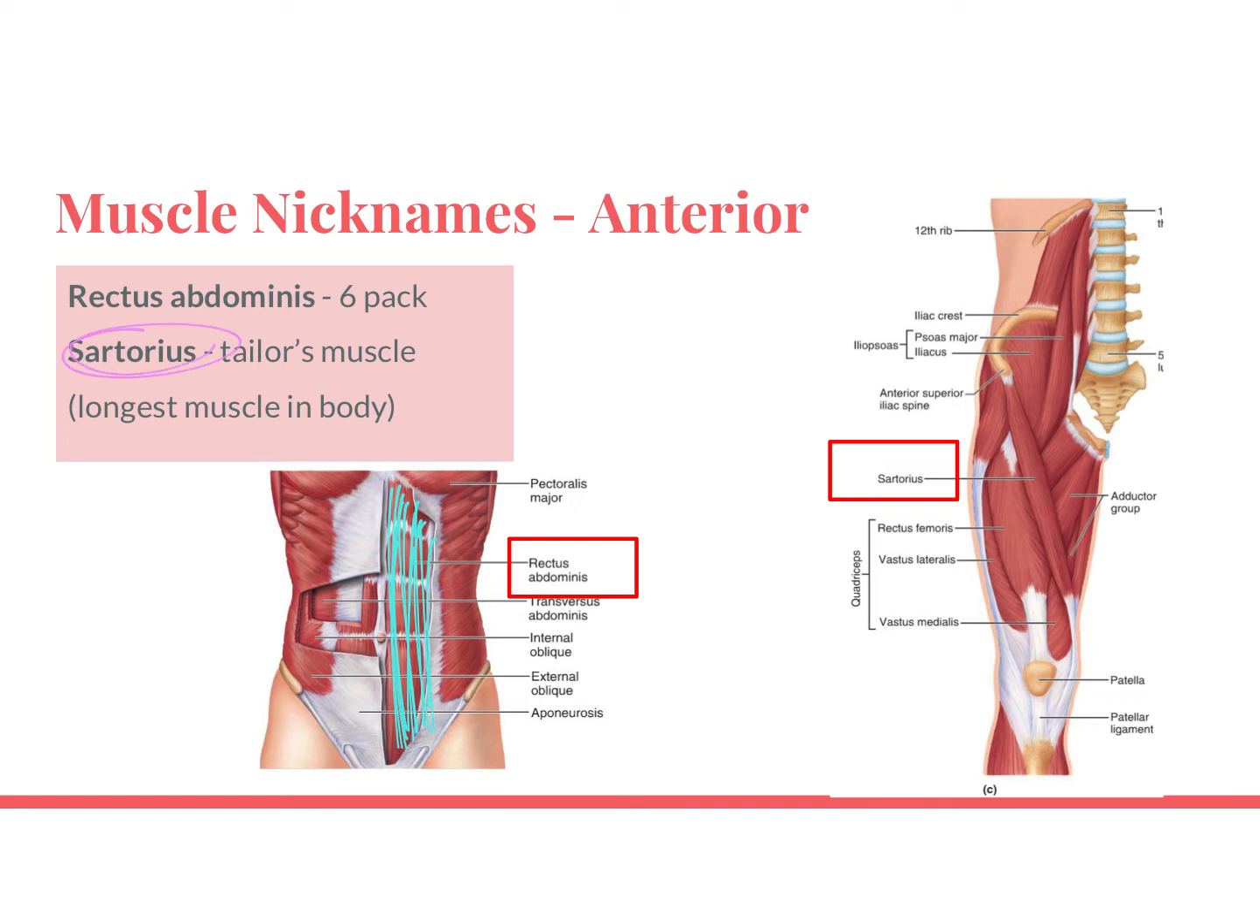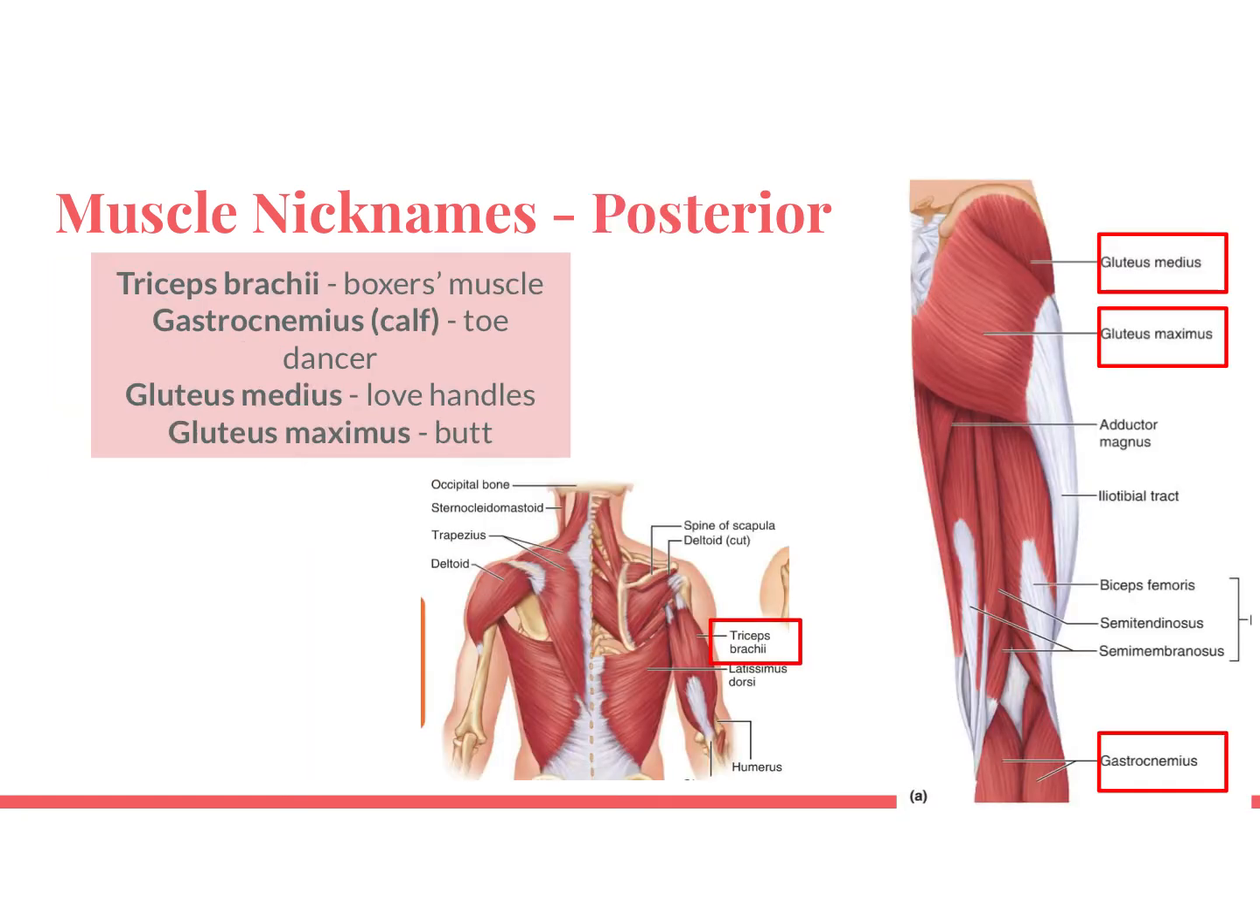Sartorius is known as the tailor's muscle, and it's kind of a weird reason. Here's the sartorius on this picture over here. The sartorius, which is the longest muscle in the body, is nicknamed the tailor's muscle because in old time pictures of tailors, who are people who alter people's clothes, they were always sitting with their legs crossed, and the sartorius allows you to cross your legs. So that's why it's known as the tailor's muscle.